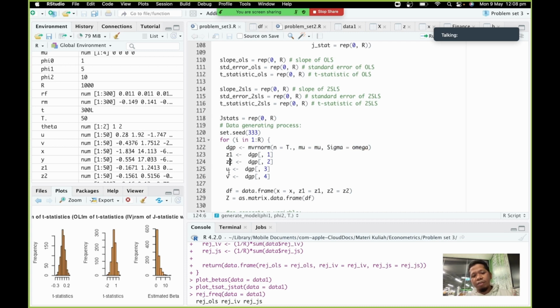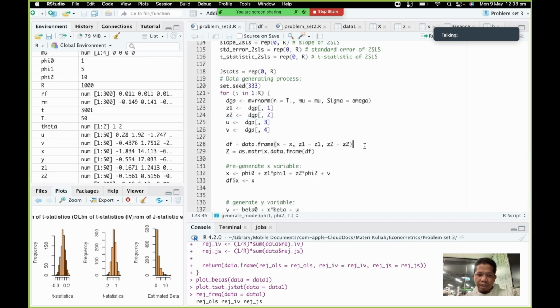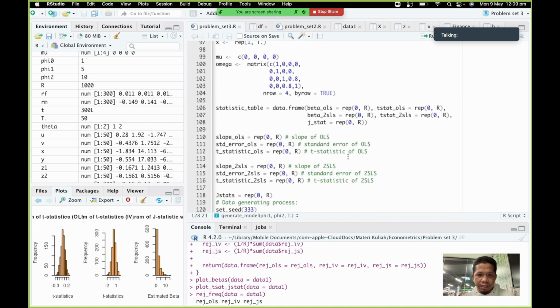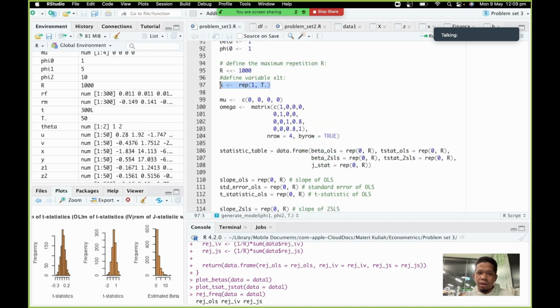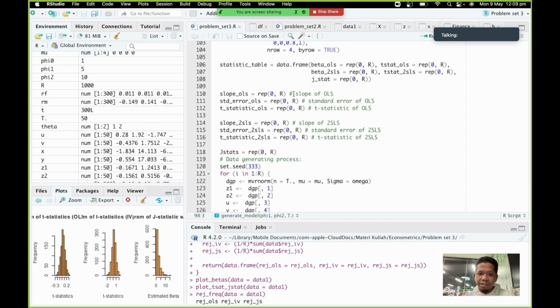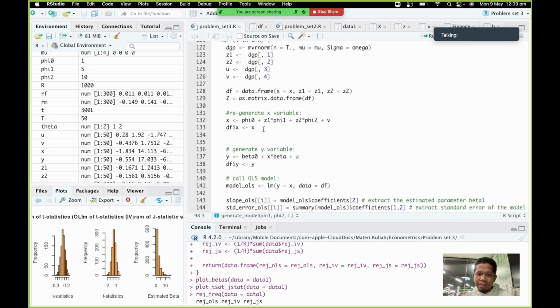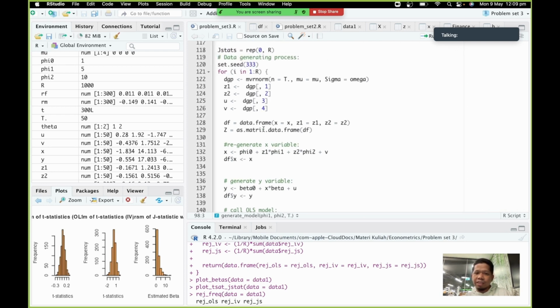I mean, the first column corresponds to z1, the second column corresponds to z2, and so on until we have v here. So in order to continue with our LM model, we have to put all of the vectors into a data frame. So we put them in a data frame. We put x equal to x that we have. We haven't defined x, I guess. Let's see. Oh, the first x is actually a repetition of 1 until 50, but later on we will replace that x with the x that we get from the second equation.